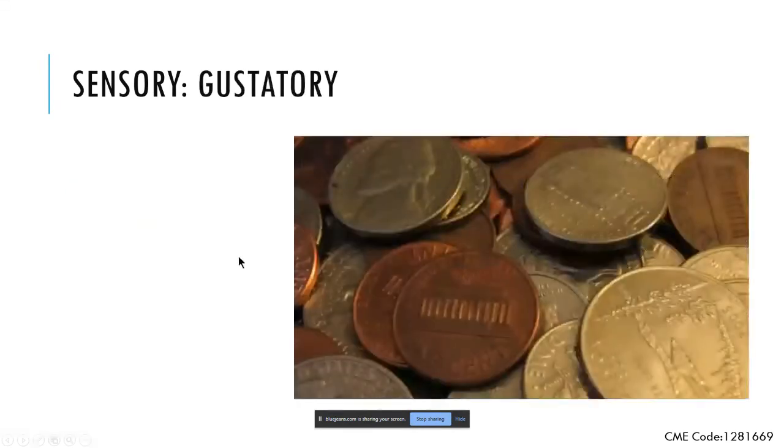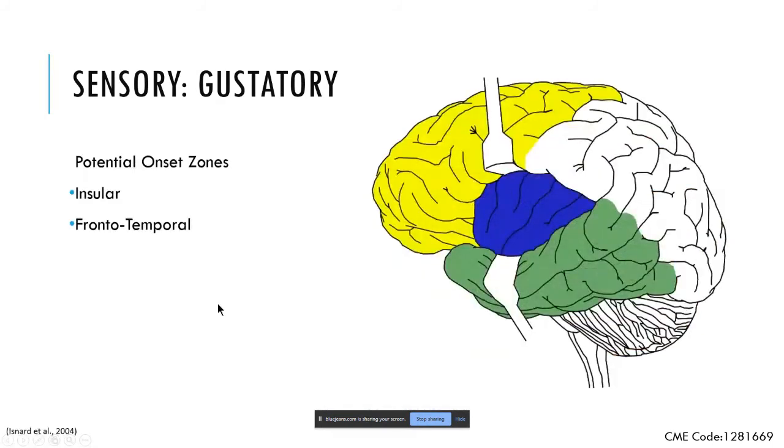Gustatory seizures may present with metallic or blood-like tastes that may be difficult to characterize for patients. Again, having that instance where the patient just can't come up with the right word because nothing else is really like what they're experiencing. Typically, gustatory seizures have potential onset zones suggested in the temporal lobe and frontal lobes. However, unpleasant pharyngeal sensations, unpleasant visceral sensations, and somatosensory or motor signs coming along with the gustatory sensation are more likely to have an insular seizure onset zone.